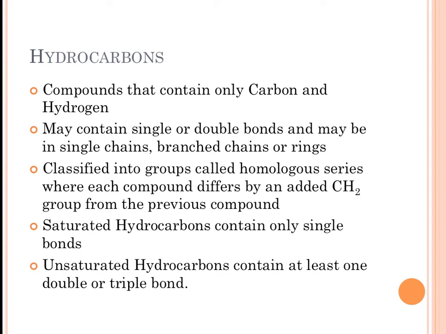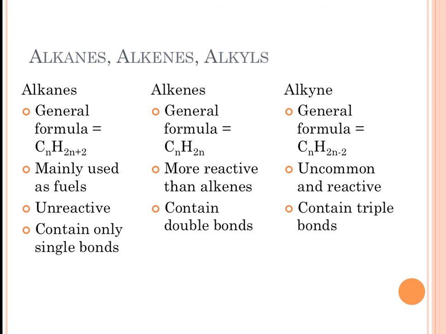If we talk about a saturated hydrocarbon, which means we've only got single bonds between those carbons. Unsaturated ones will have at least one double bond or triple bond and might have more than that. So there's three different groups, homologous groups within this. Your alkanes, which are the saturated ones, they tend to be only used as fuels and they're really unreactive.